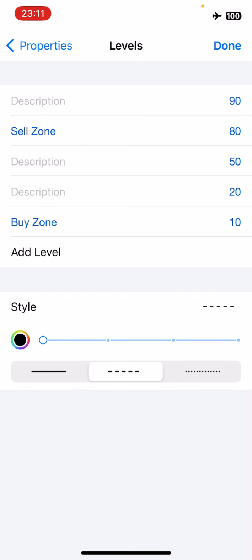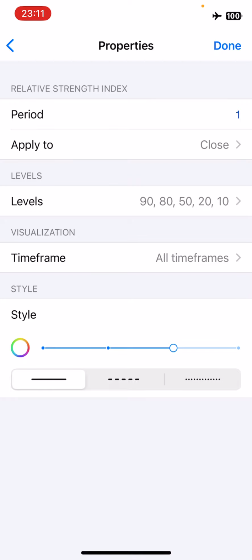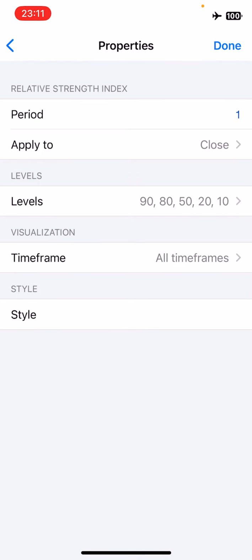Now this level 80 to 90 will be our sell zone, and then we're going to have a neutral zone, which is level 50, and we're going to have the buy zone, which consists of level 20 and level 10. Okay, when you click done, and when you're styling for this RSI, please choose the same color as your background color. So I've got a white background, that's why you see mine is white right there on this tile.